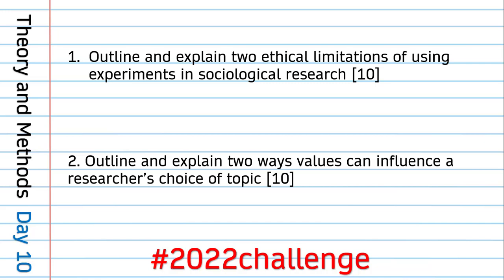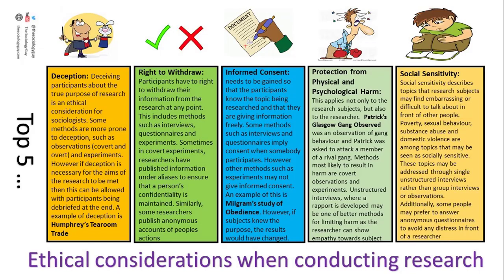And the second one is: outline and explain two ways in which values can influence a researcher's choice of topic. A little bit more difficult. We have already done a question on values, but now we're applying it to choosing a topic. So there are a few different values you can look at: theoretical preference, methodological preference, funding requirements, career trajectory, things like that, and how that influences a researcher's choice of topic when they're going to do some research. But again, we'll go through that as we look at the answer.